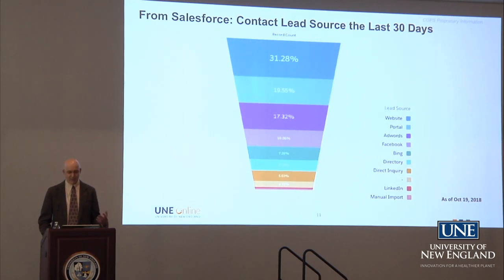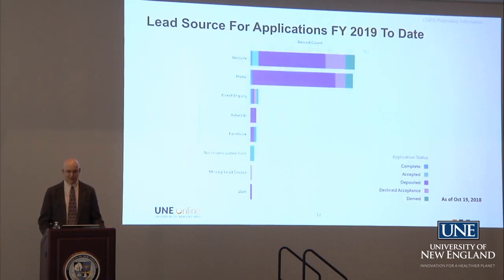And then what we can do next is track what happens with an application and where that application came from. Was it from the website or the portal, which is our primary receptacle of getting new students in? The other thing we can do is also track different stages through the life cycle. In this case, we have applications depicted by, are they complete, accepted, or one of our goals, a deposited application. You'll notice on these slides there's some information here not only on what it is, which is the lead source for applications, but also when it was run. So this is information from October 19th.